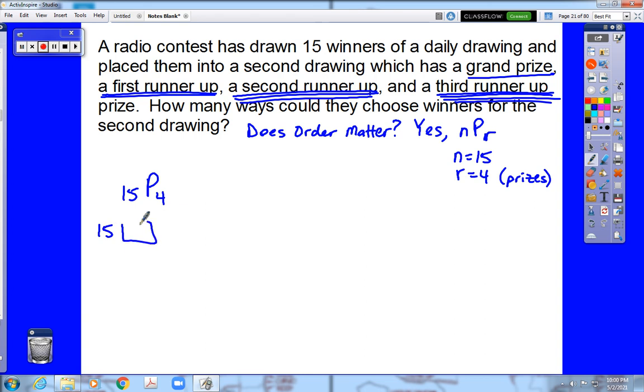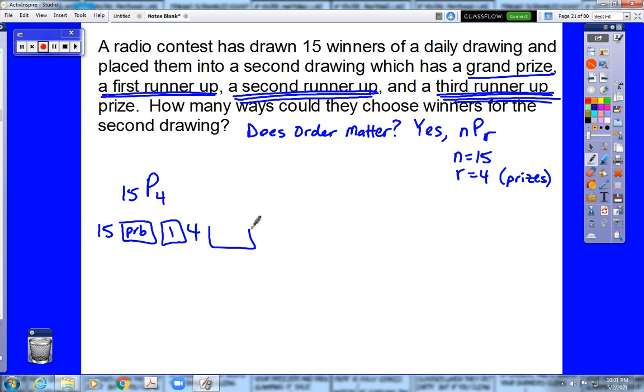Again, we type in 15, then we hit our PRB button, select nPr from our list, hit 4, and then hit enter. Your screen should read 15 nPr 4. That would be a possible 32,760 possible ways that they could choose winners.